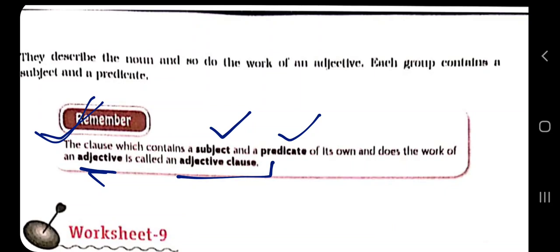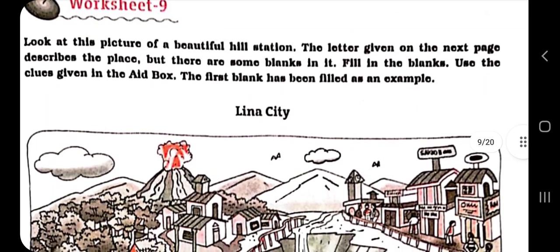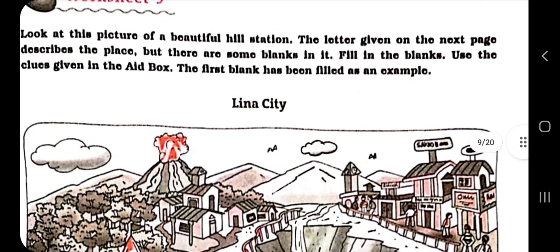If you do the practice, you will understand in a clearer way. Now worksheet 9, let's see what it is all about. Look at the picture of a beautiful hill station. The letter given on the next page describes the place, but there are some blanks in it. Fill the blanks, using the clues given in the help box. The first blank has been filled as an example.